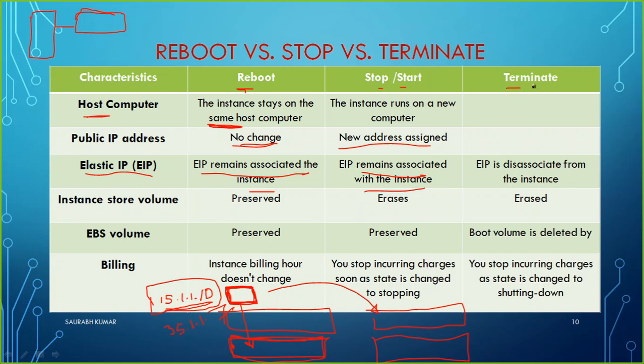But if you terminate the machine, terminate means simply that it is deleting. So if you delete, obviously the IP address will be disassociated from the instance. That IP will become free and AWS may use that IP address for somebody else.